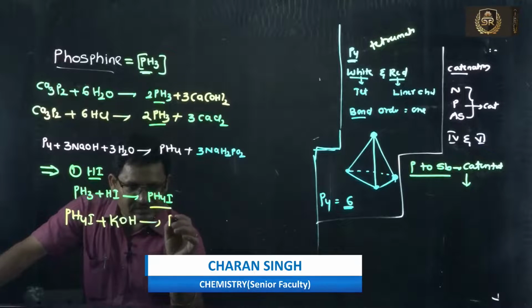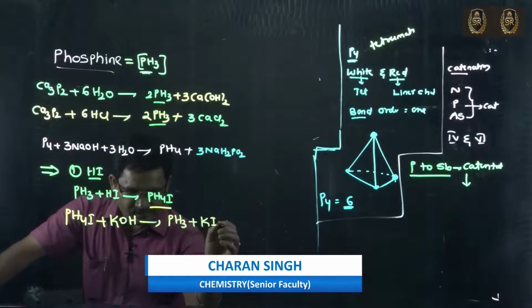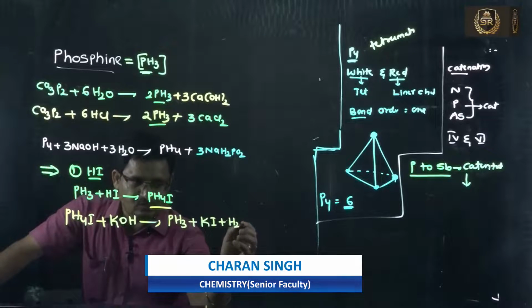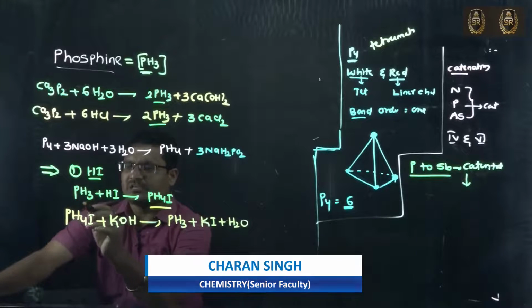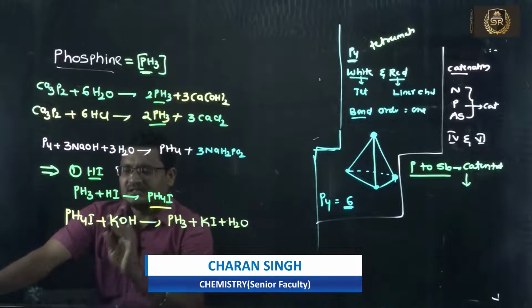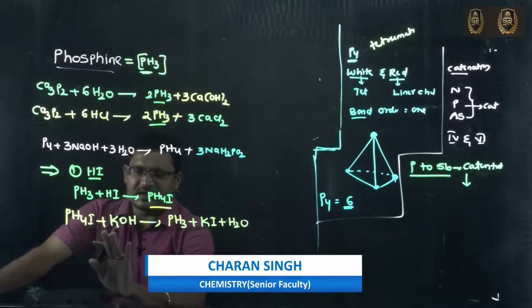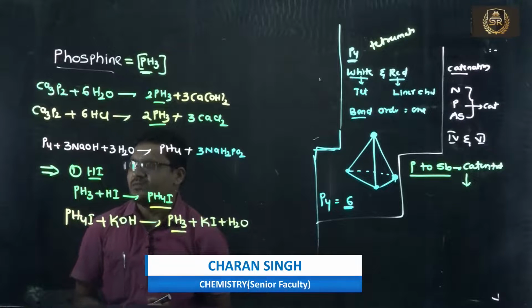PH4I reacts with KOH to form phosphine. What is the formula of phosphine? PH3 plus KI plus H2O. That means phosphine can also be prepared this way: phosphine reacts with HI to get PH4I, and this phosphonium iodide reacts with KOH to get phosphine.